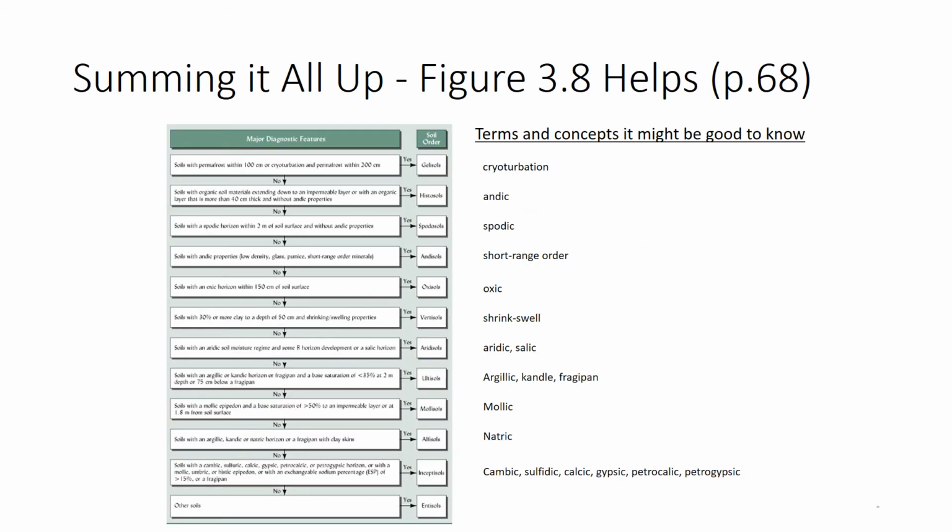Summing it all up, looking at figure 3.8 helps immensely. There are tiny terms here that help bring home some of the information for you, but none of this is required.